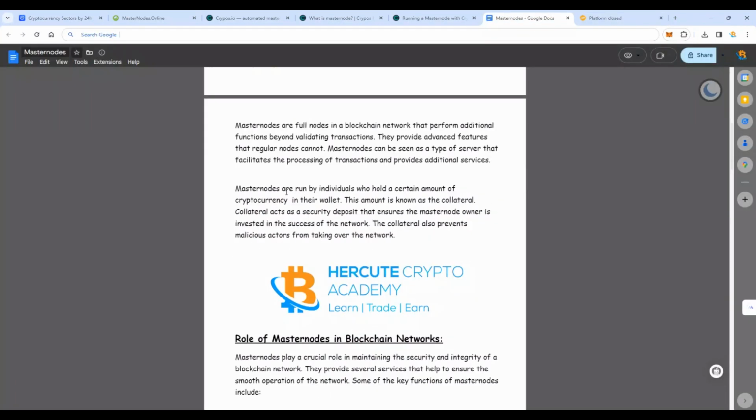Now, masternodes are run by individuals who hold a certain amount of cryptocurrency in their wallet. This amount is known as the collateral. Collateral acts as a security deposit that ensures the masternode owner is invested in the success of the network.